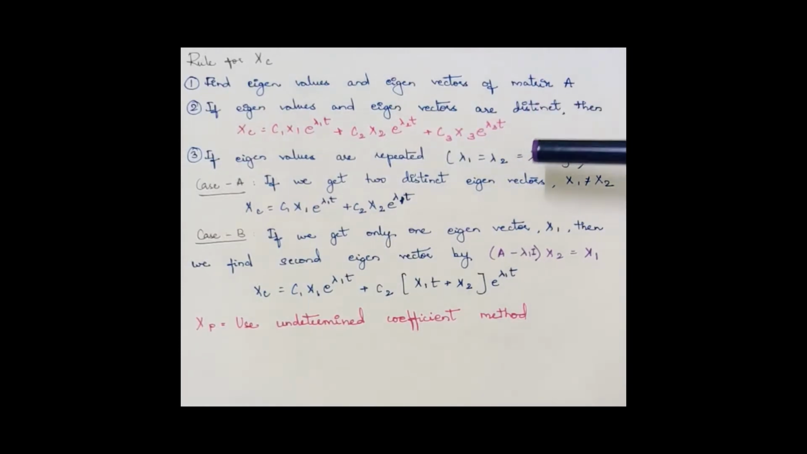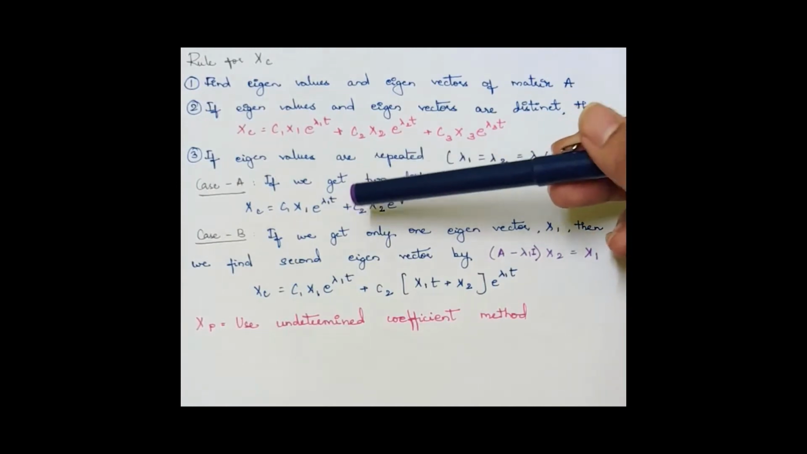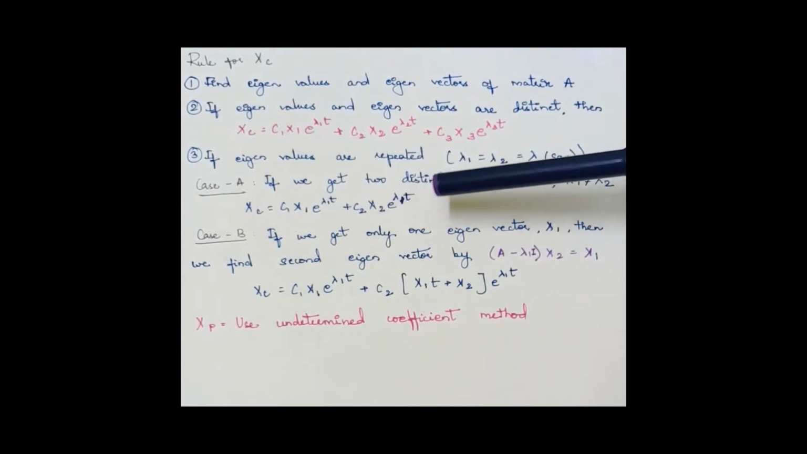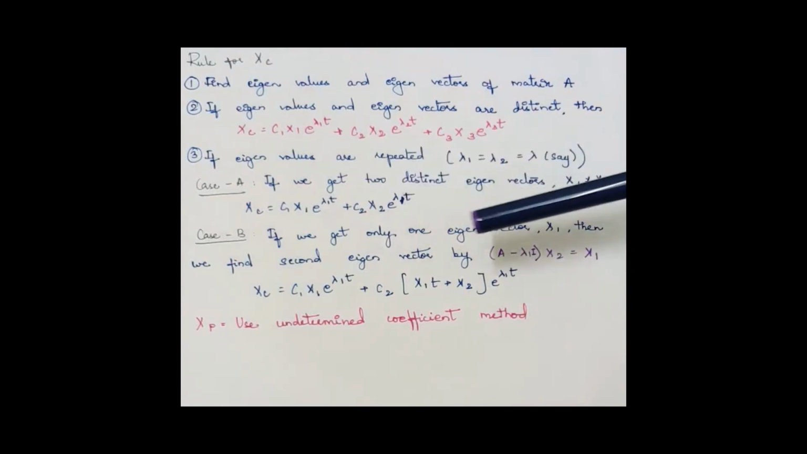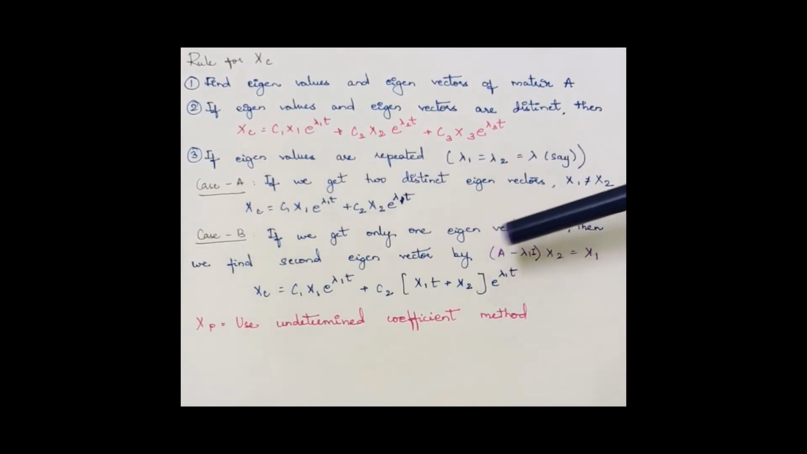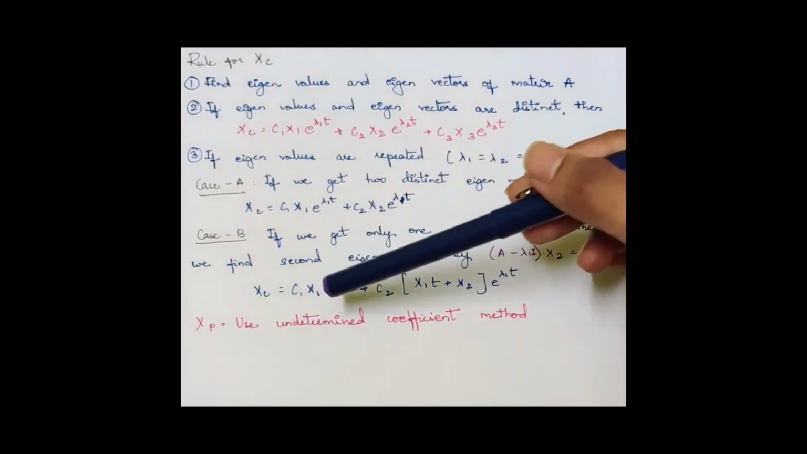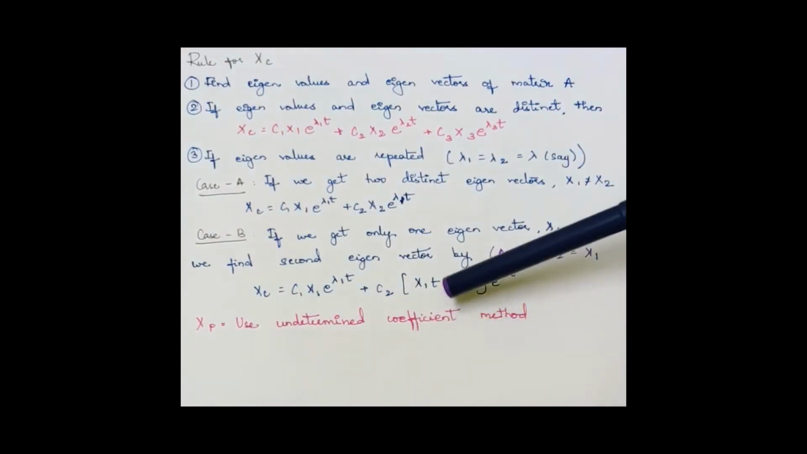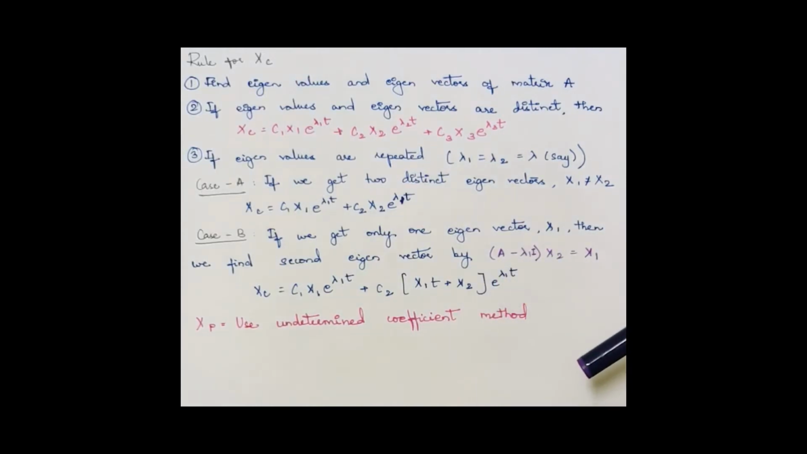If eigenvalues are repeated, say λ1 and λ2 are repeated, then the solution will be of the form x = C1 x1 e^(λ1 t) + C2 x2 e^(λ1 t). Now if we get only one eigenvector, say for example all your eigenvalues are producing the same eigenvector, then we find the second eigenvector by following this format, that is (A - λ1 I) x2 = x1. Applying this, you find the second eigenvector, which is x2. When you find the second eigenvector x2 using this formula, you have to follow this format: x = c1 x1 e^(λ1 t) + c2 (x1 t + x2) e^(λ1 t).